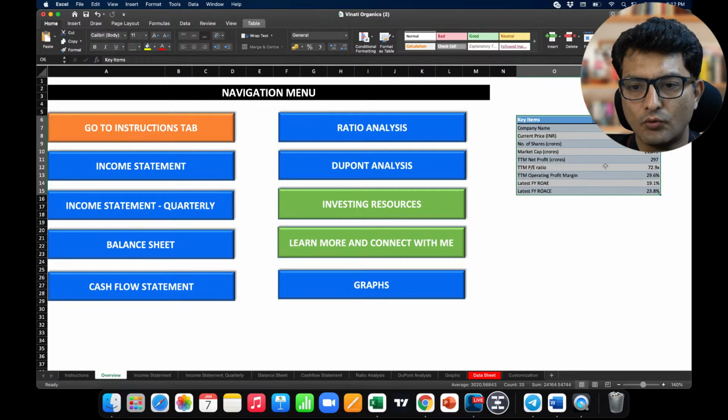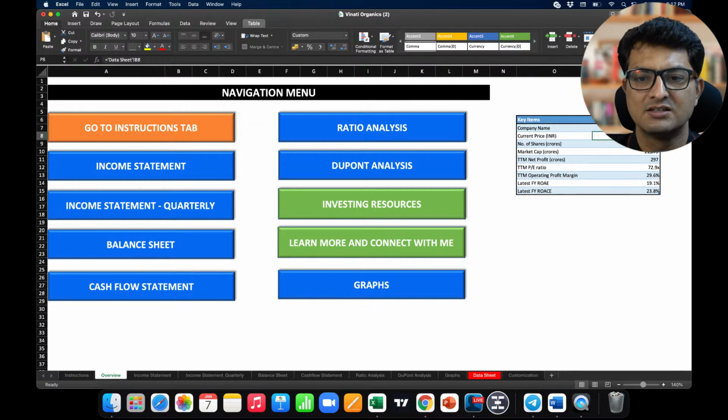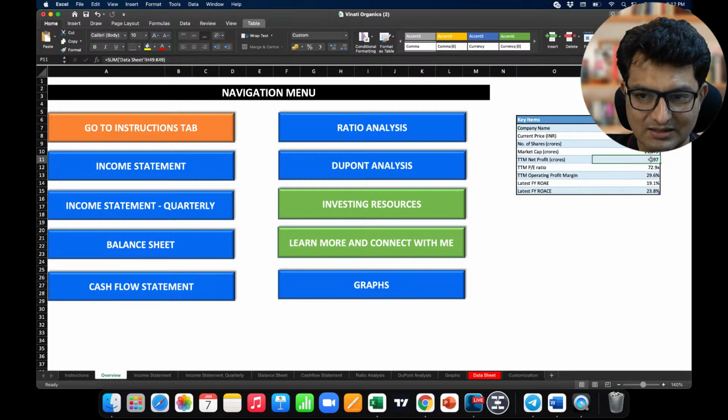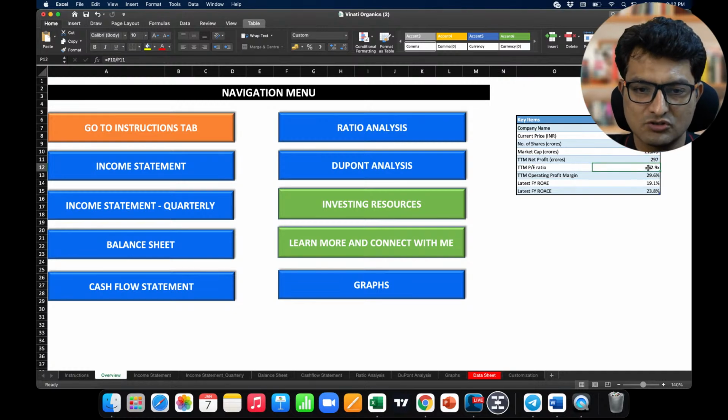This is an overview box where it gives the name of the company. It gives you the current price, the number of shares, and the market cap of the company. It also gives the TTM, which is basically trailing 12 months: what has been the net profit in the last 12 months, and what is the P/E ratio based on the trailing profit which the company did?